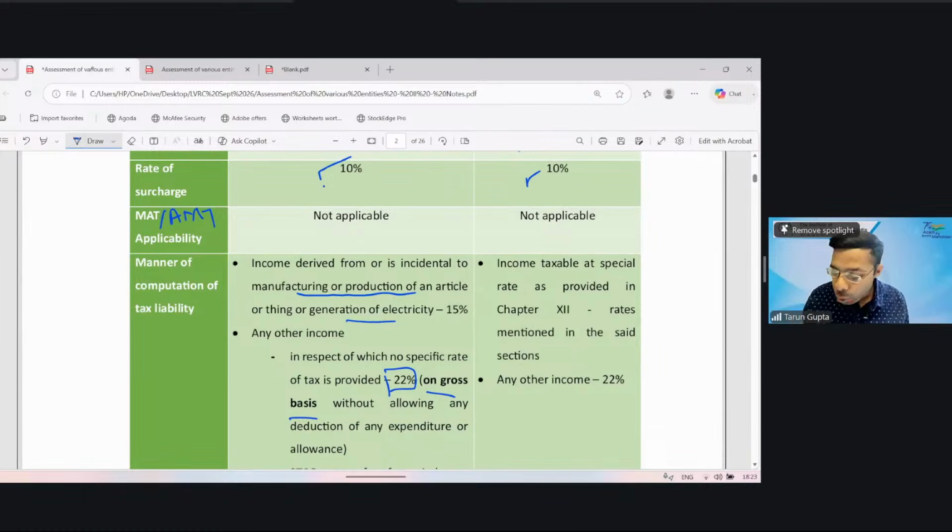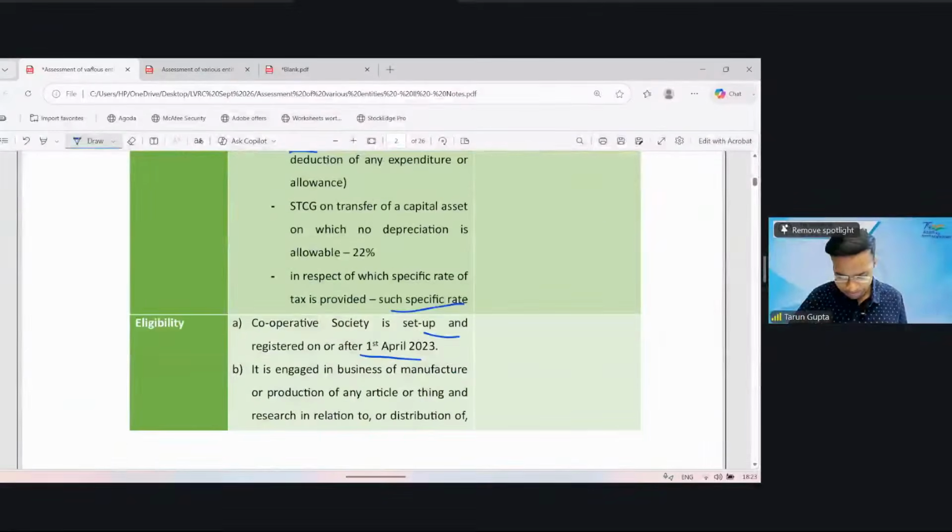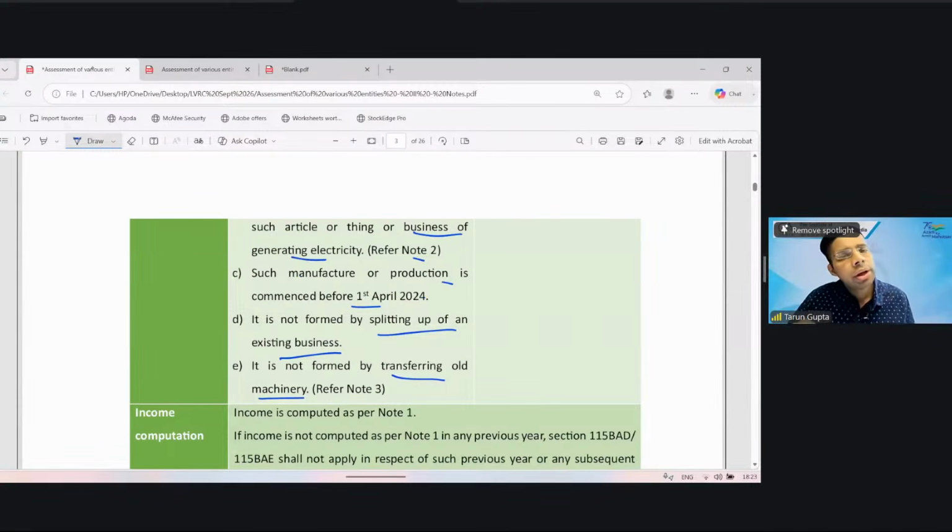The tax rate is 22%, but if there is any special income which is taxable at a special rate, like 112A, 112, 111A, or income from lottery, such income shall be taxable at such rate only. All other income shall be taxable at that 22%. Whatever the tax is, it shall be increased by the surcharge of 10% and cess of 4%. Then there is no condition. The society may be old or existing or new, and may or may not be engaged in manufacturing. All corporate societies are eligible for this benefit.